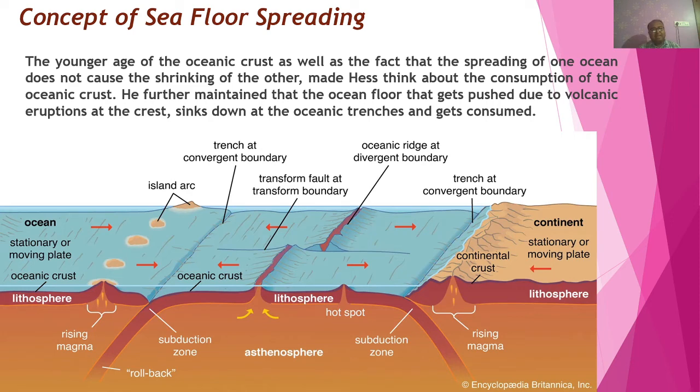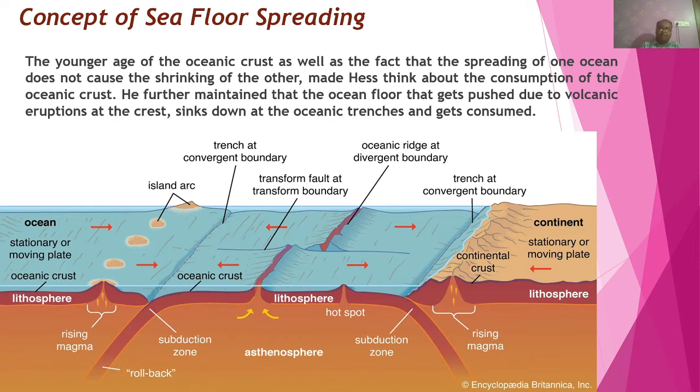This is an example again. I would like to show you the younger age of the ocean crust, as well as the fact that the spreading of one ocean does not cause the shrinking of the other. This is a very important thing. The spreading of one ocean does not cause shrinking of the other ocean, but in continents, the spreading of one continent can shrink another continent. For example, the Indian plate is submerging inside the Eurasian plate.